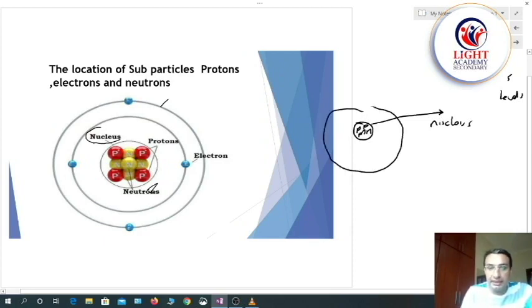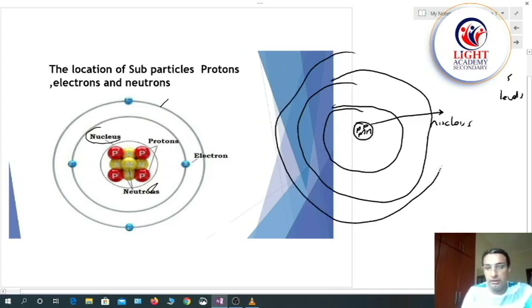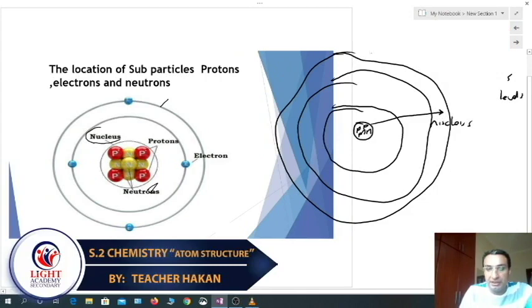Then the nucleus is surrounded by circles, okay. These circles are like 3 dimensions, okay? Just to make you understand, we draw simple circles, but normally they are 3 dimensional, okay? We can say shapes or orbits, okay? So electrons are available inside these circles. They are moving, okay? They are moving at constant speed in this circle. So these circles are called energy levels or orbits.